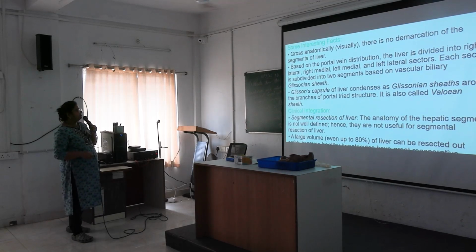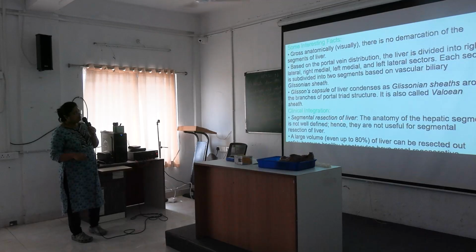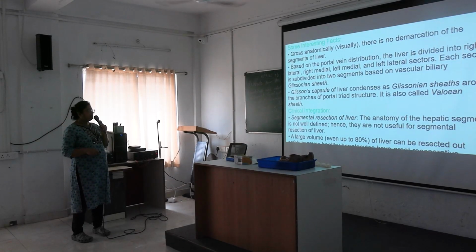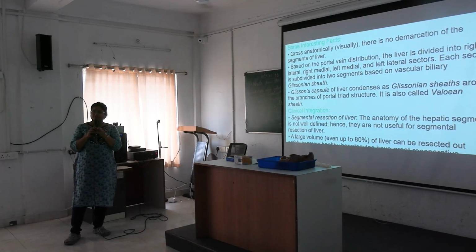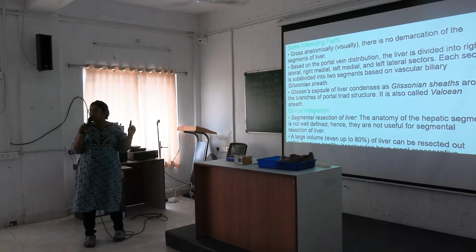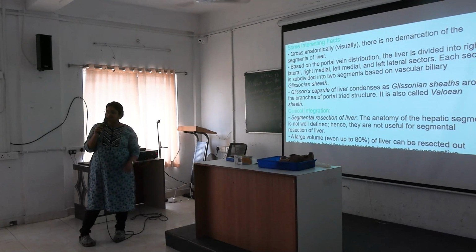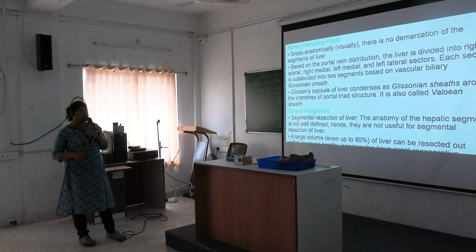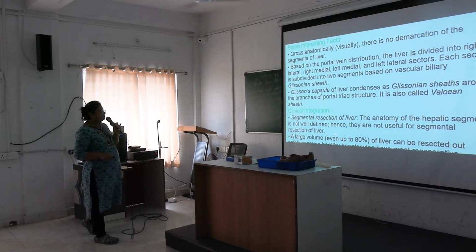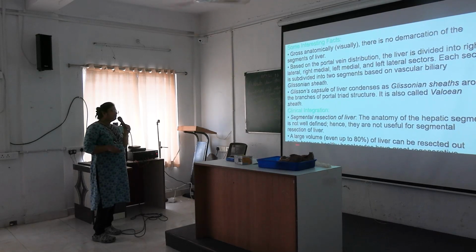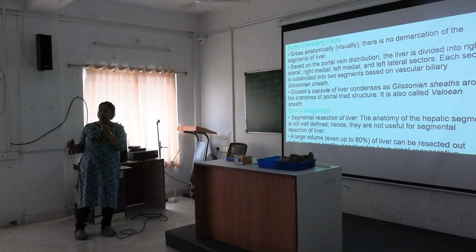And there are some clinical aspects also. Segmental resection of the liver: the anatomy of hepatic segments is not well defined, hence they are not useful for segmental resection of the liver. Bronchopulmonary segments of the lungs are important for segmental resection of the lung, but here it is not that important because no specific divisions are there. And even 80% of the liver can be resected safely because healthy hepatocytes have great regenerative capacity.